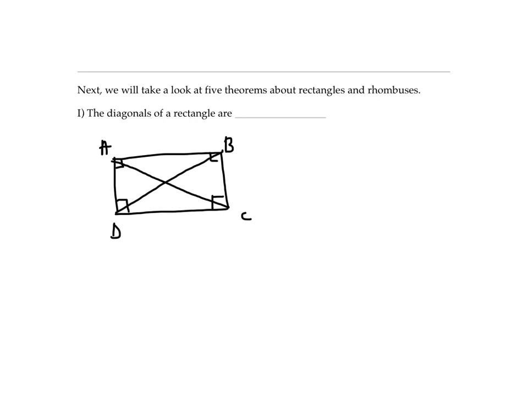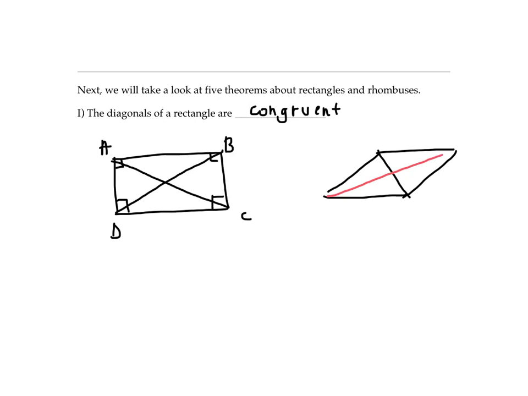The diagonals of a rectangle are congruent. Now keep in mind, this is not true for all parallelograms. If you draw another parallelogram, but don't make those angles 90 degrees, can you see how that diagonal is definitely shorter than this huge long one? Okay, so only in a rectangle are the diagonals congruent.